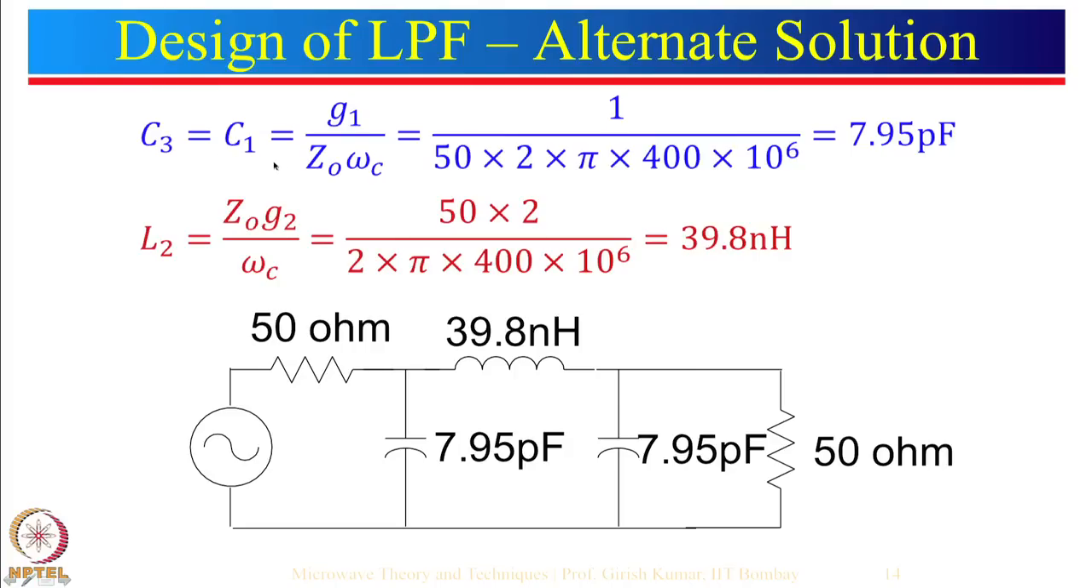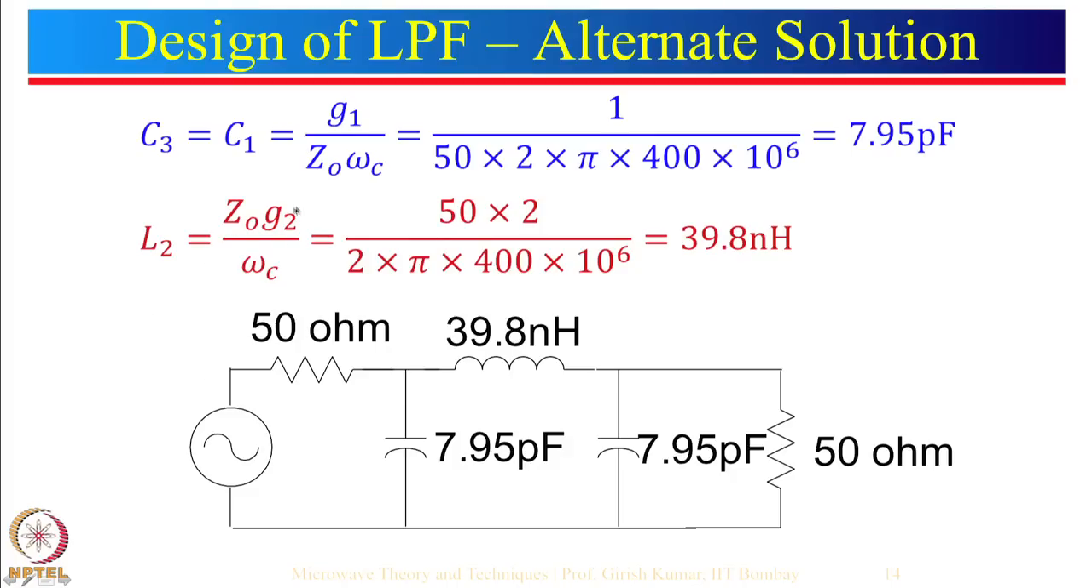So, for capacitance what do we do? We start with the G parameter, and we divide that by Z0 and omega c. So, G1 is equal to G3 equal to 1. Z0 is 50, and omega c is 2 pi into Fc. That comes out to be 7.95 picofarad.